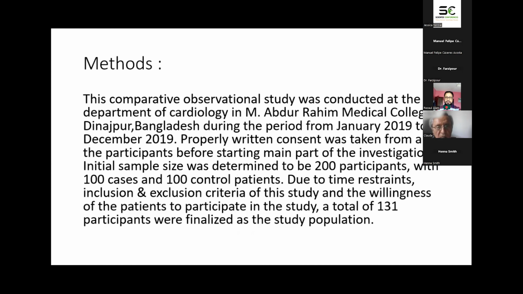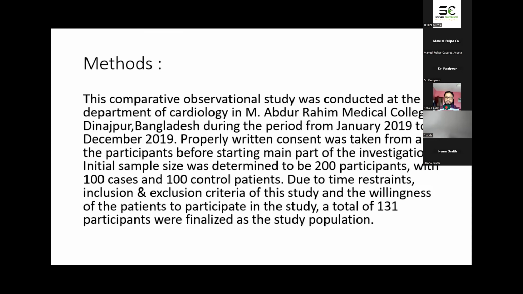The methods. The comparative observational study was conducted at the Department of Cardiology in Abdur Medical College, Dinajpur, Bangladesh, during the period from January 2019 to December 2019. Properly written consent was taken from all the participants before starting the main part of the investigations. The initial sample size was determined to be 200 participants, with 100 cases and 100 control patients. Due to time restraint, inclusion and exclusion criteria of this study, and the willingness of the patients to participate in the study, a total of 131 participants were finalized as the study population.